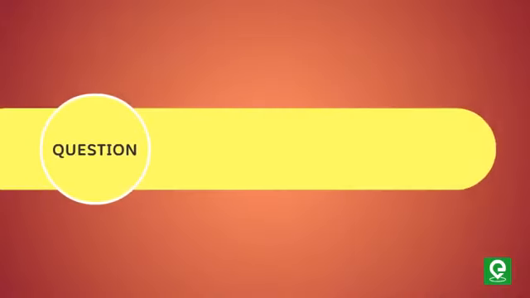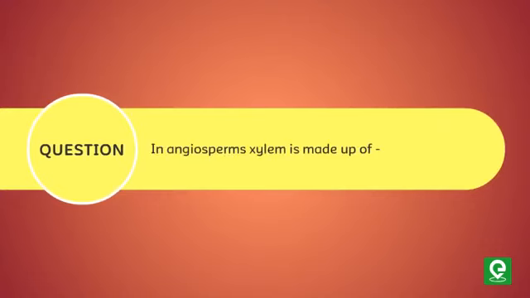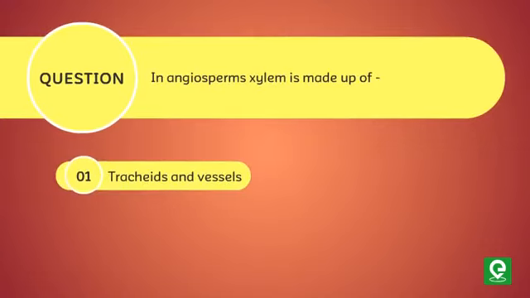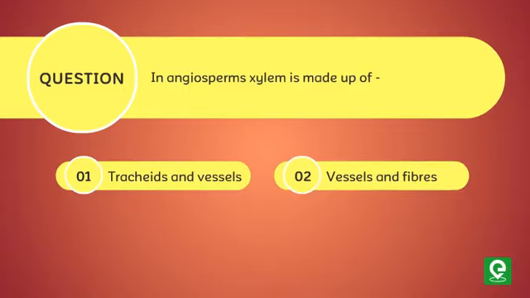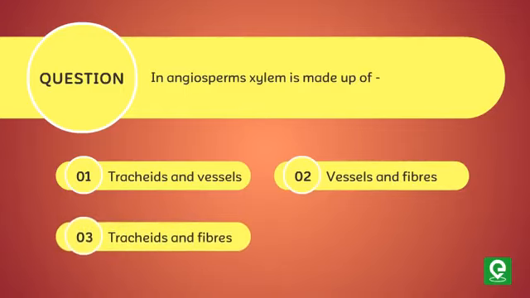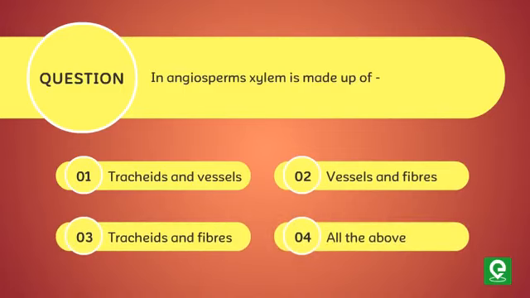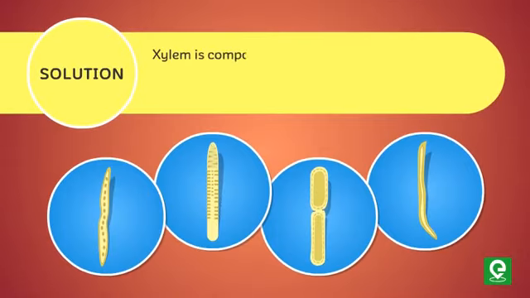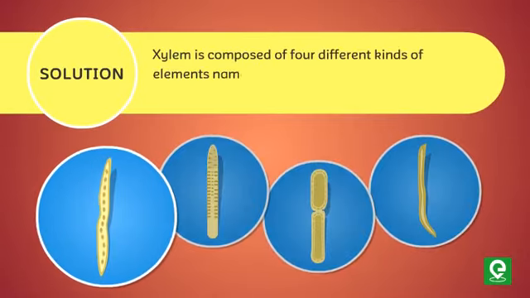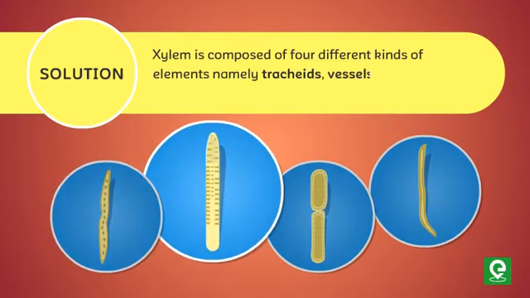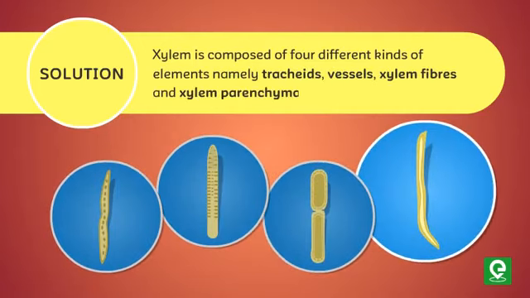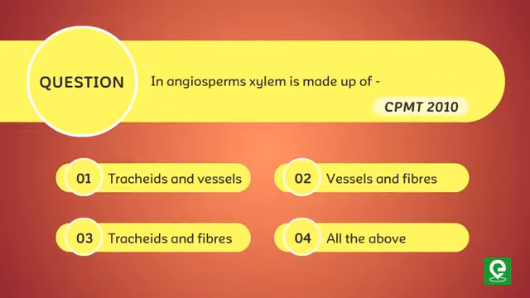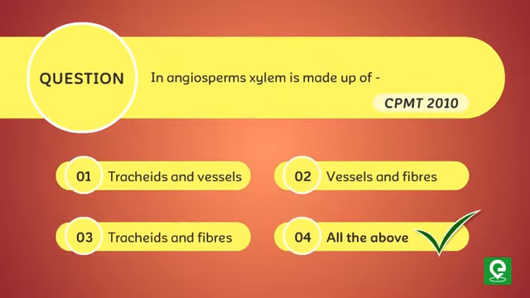Question 3. In angiosperms, xylem is made up of: number 1, tracheids and vessels; number 2, vessels and fibers; number 3, tracheids and fibers; or number 4, all of the above. This question was asked in CPMT 2010. Solution. Xylem is composed of four different kinds of elements, namely tracheids, vessels, xylem fibers, and xylem parenchyma. Hence, option 4 is correct.